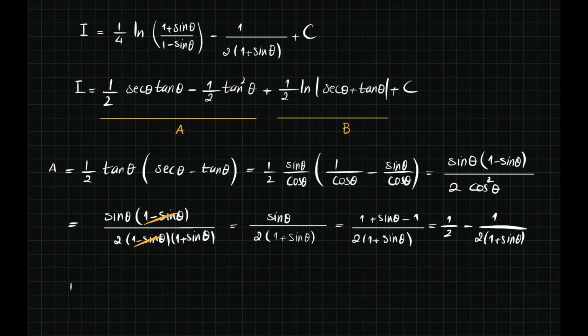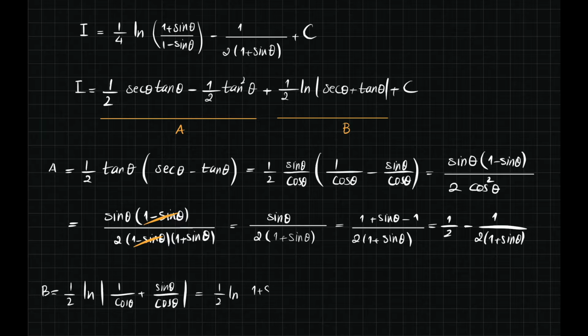So let me write B is equal to 1 over 2, ln of absolute value. Instead of secant, I can write 1 over cosine, and then I have plus tangent, which is sine over cosine. Yes. Okay, what can I do now? I can write 1 over 2 ln of 1 plus sine theta over cosine theta, absolute value. Yes. But of course, here again, the numerator does not need any absolute value signs. Only the denominator needs that. But let us keep it like this first.